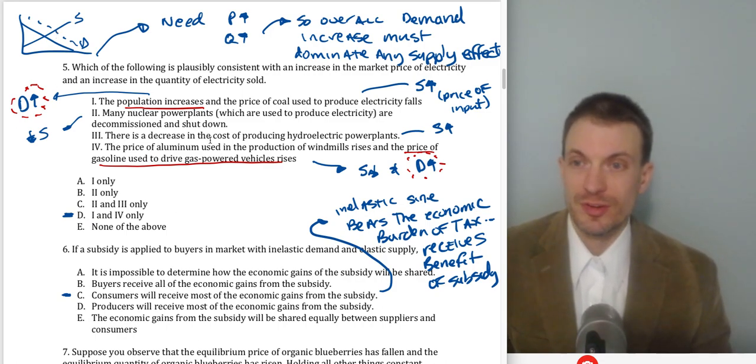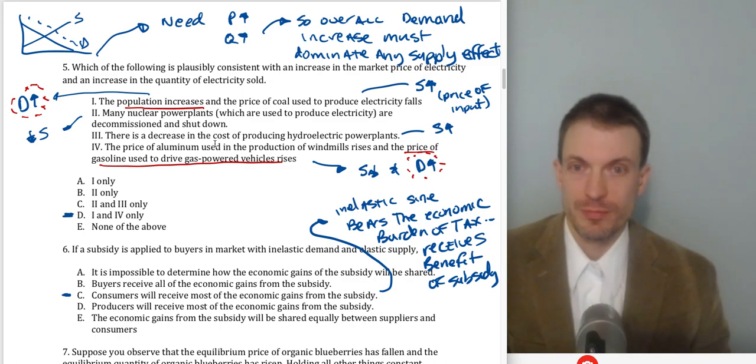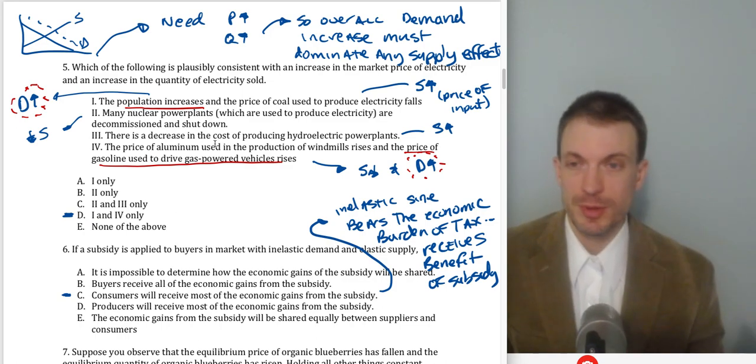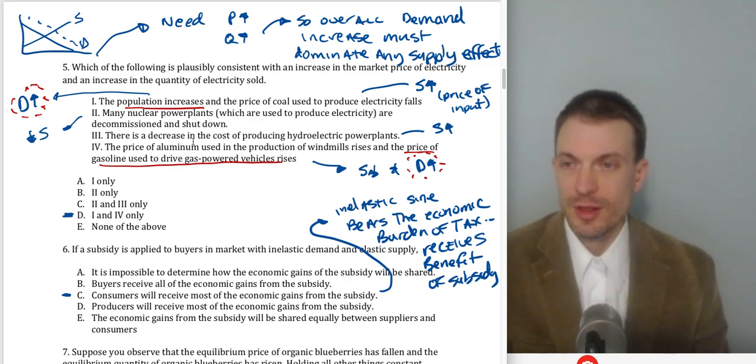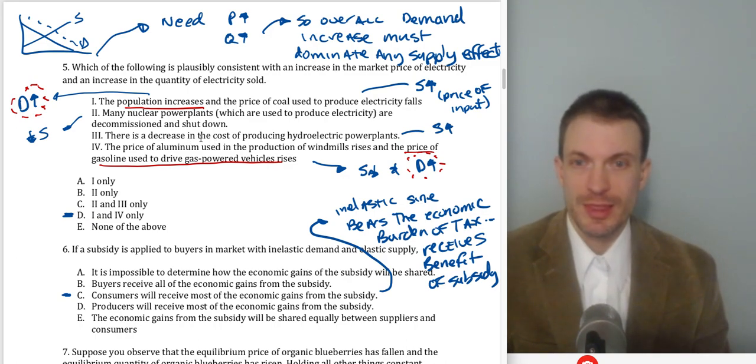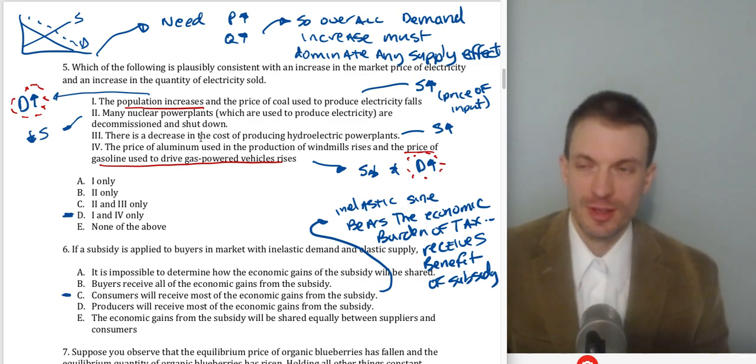3, there's a decrease in the cost of producing hydroelectric power plants. All right, so it should be an increase in supply because there's going to be a decrease in the cost of an important input. And so this would be an increase in supply that would drive down price and up quantity. So it can't be 3.